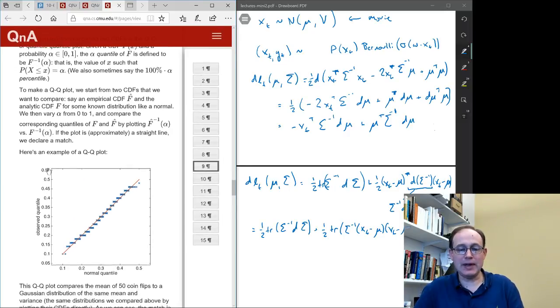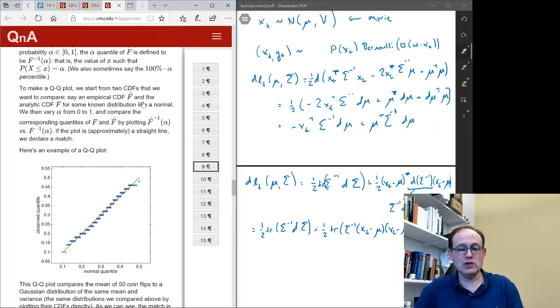To make a QQ plot, we just compare the quantiles of two distributions. So we take two CDFs, let's say F hat and F, for an empirical CDF and the CDF of a known distribution like a normal, and we want to ask whether the normal distribution is a good match for the observed distribution of our samples. So what we'll do is vary alpha from 0 to 1 in small increments, let's say 1/50 or 1/100, and compute the alpha quantile of F and the alpha quantile of F hat, and for each one of those alphas, we'll turn that into a point on the QQ plot. So the x-coordinate will be the alpha quantile of, let's say, F, and the y-coordinate will be the alpha quantile of F hat.